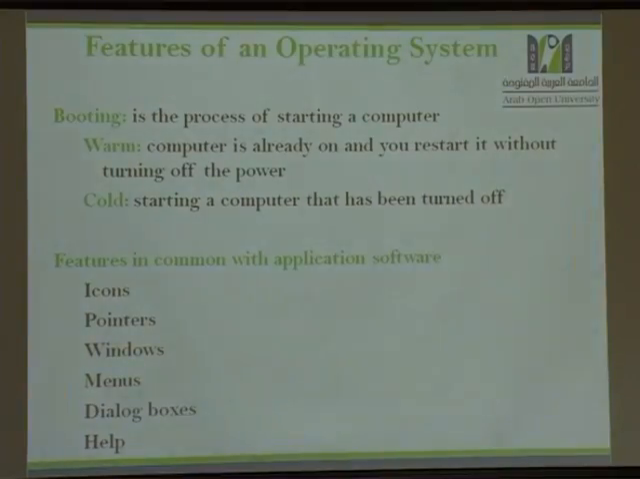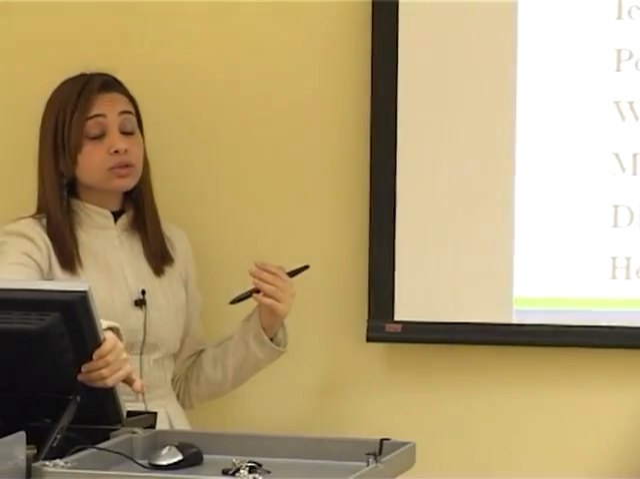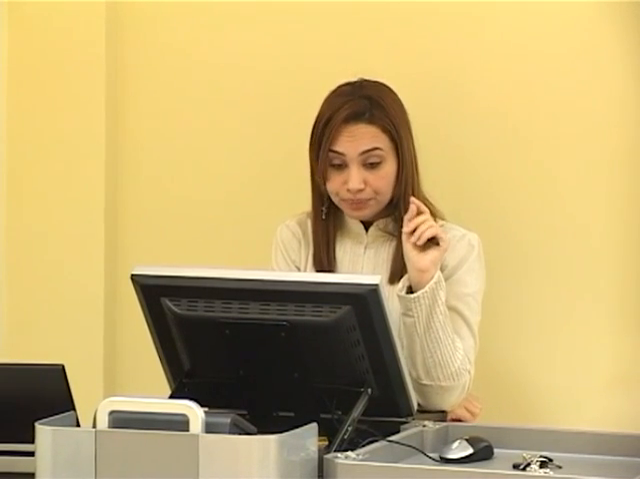Features of operating system: booting. The process of starting up the computer is called booting. We have two different types of booting: warm and cold booting. Warm booting is when your computer is in its warm state. The computer is switched on, but it's in sleep mode, so you just restart it without turning off the power. The process of opening your computer while it's totally shut down or turned off is called cold booting. It starts a computer that has been turned off.